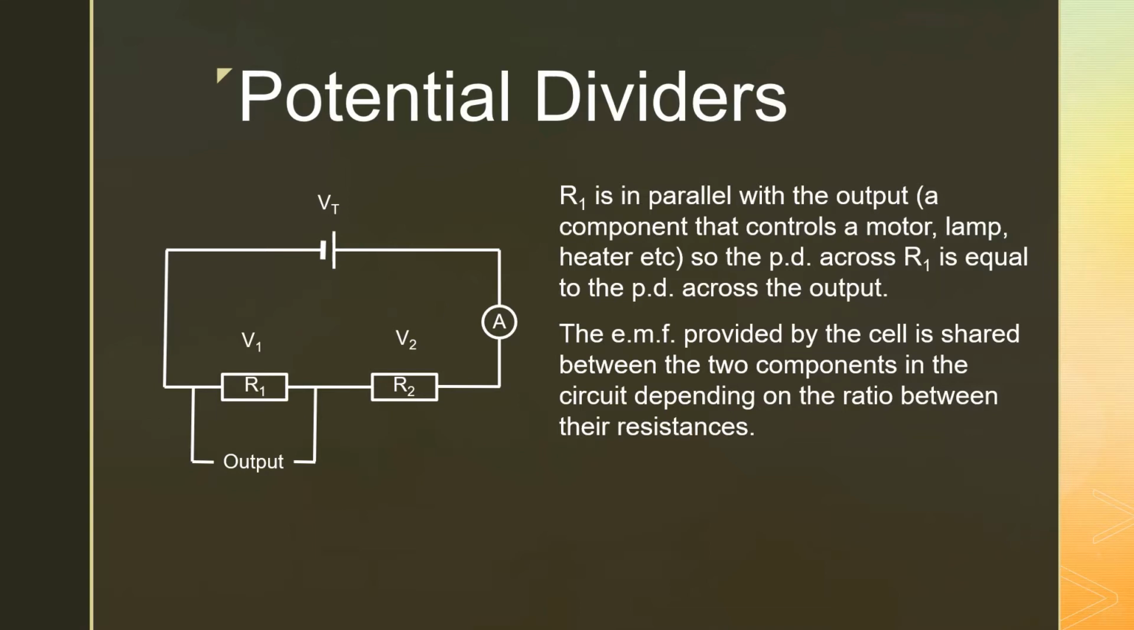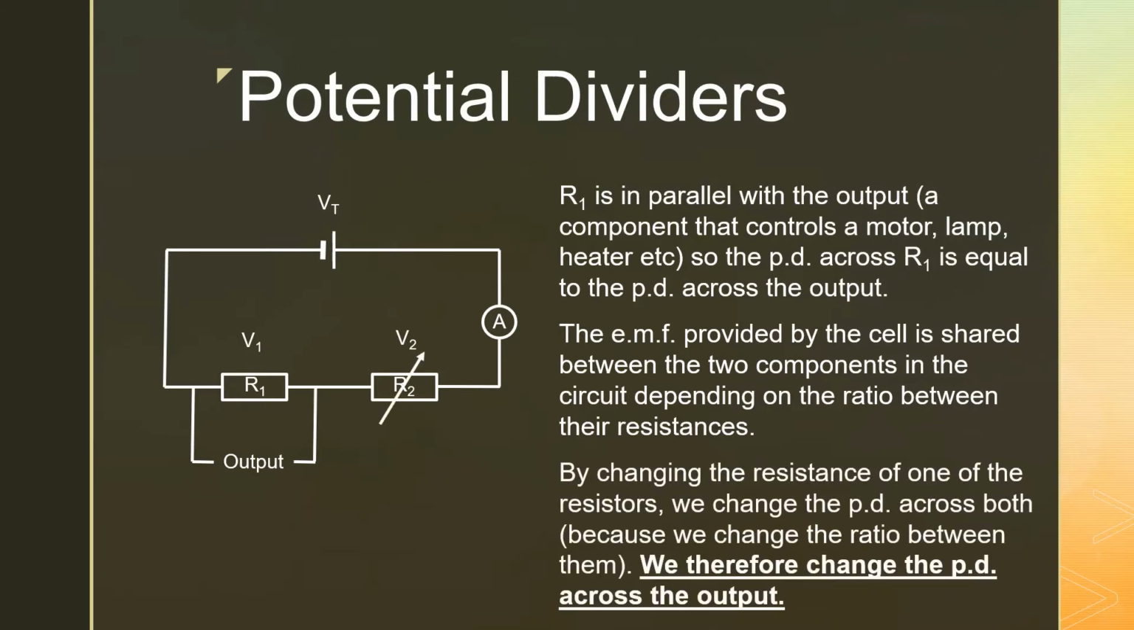Now, how much potential difference there is across each of these two is going to depend on the ratio of their resistances. And that's what's key to understanding potential dividers, because if I change the resistance of one of those two resistors, the potential differences across them are both going to change. So by changing the resistance of this one, you'll notice I've now made this into a variable resistor. By changing the resistance of R2, I'm going to change the potential difference across both resistors. And hence, I'm going to change the potential difference across the output.